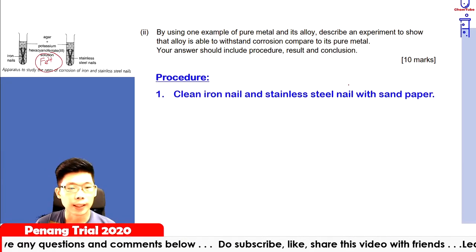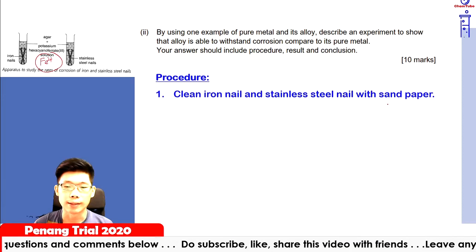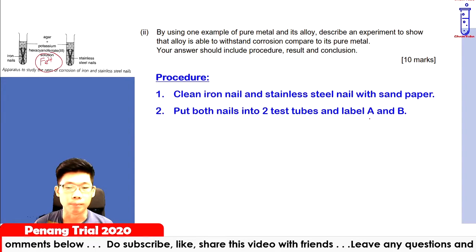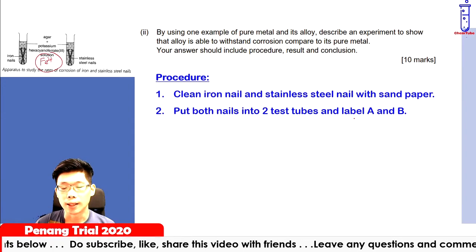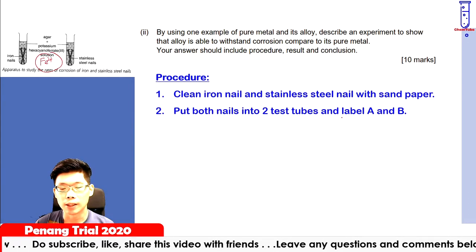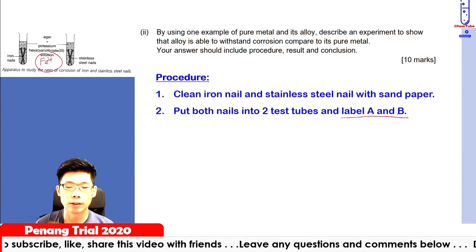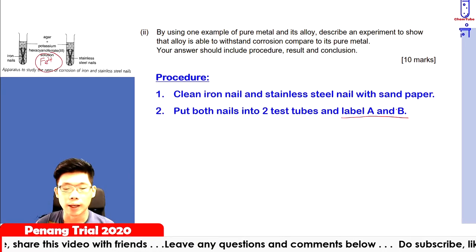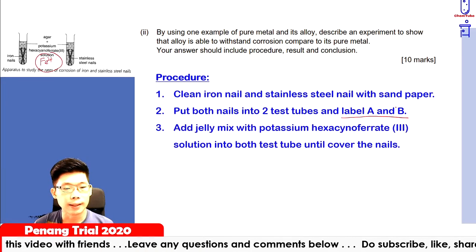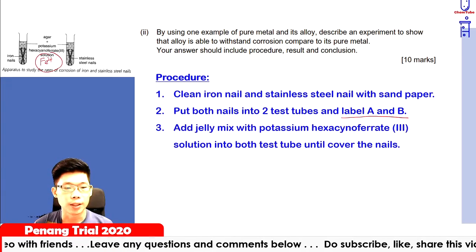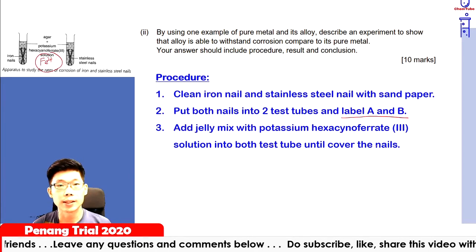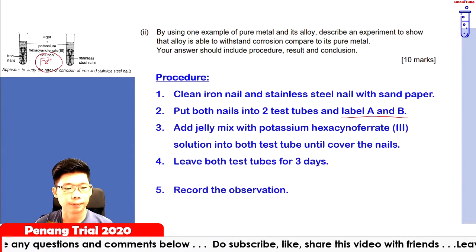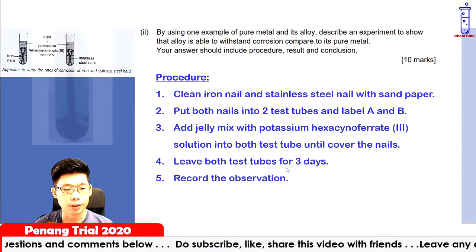Procedure: clean the iron nail and the stainless steel nail with sandpaper. Number 2, put both nails into 2 test tubes and label them A and B. If you do the experiment simultaneously, I suggest you label it, so later on you can easily mention whether it is test tube A or B. Then add the jelly mixed with potassium hexacyanoferrate(III) solution in both test tubes until it covers the nails. Leave both test tubes for 3 days. Then record the observation. These are the procedure.